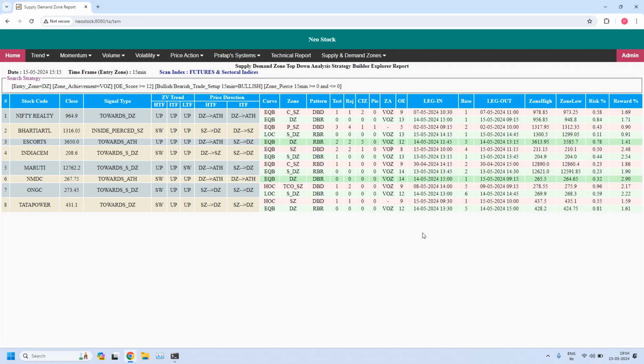In the same video, I also showed you how I draw the zones by taking the timestamps from leg in and leg out and base candle count. And in TradingView, I explained how I drew the zones.